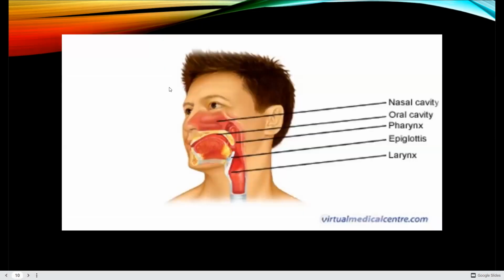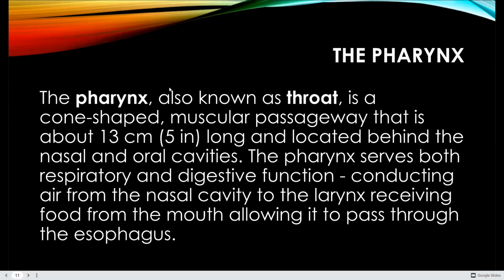Okay. If you're going to observe your mouth, okay, and your nasal cavity, they're actually connected to pharynx, epiglottis, and larynx. Okay. Let's have pharynx. What is the function of your pharynx? Pharynx is also known as throat.